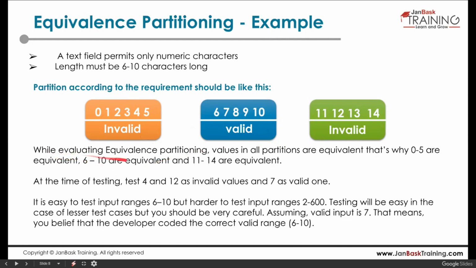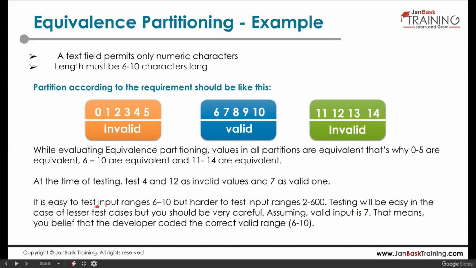In equivalence class partitioning, values in all the partitions are equivalent. That is why 0 to 5 are equivalent, 6 to 10 are equivalent, and 11 to 14 are equivalent. At the time of testing, test 4 and 12 as invalid values and 7 as a valid one. It is just saying that at the time of testing, take any one value from each partition: 4 from the invalid class, 7 from the valid class, 12 from the other invalid class, and it should work.